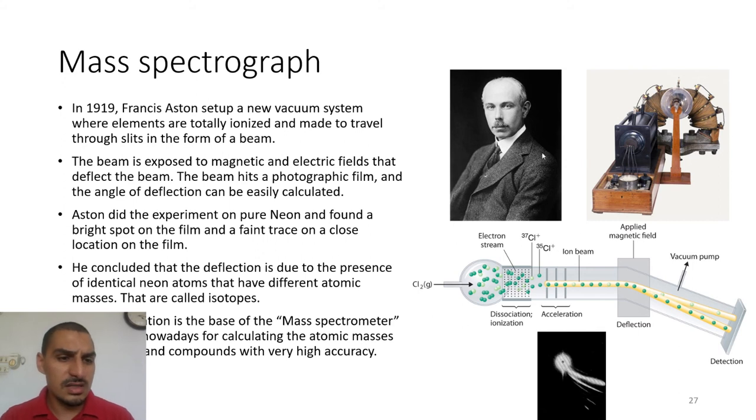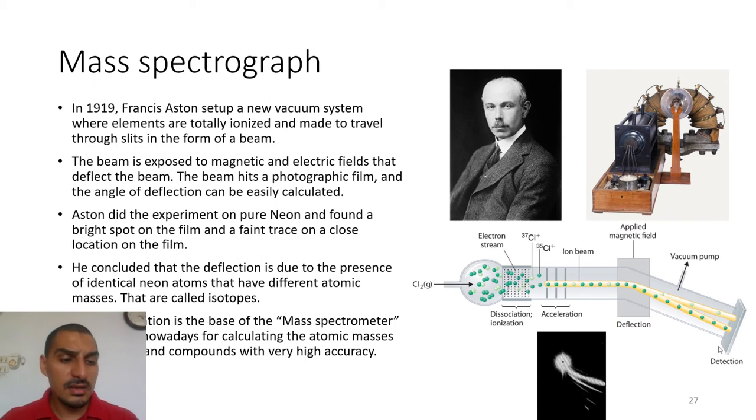And this is what you see here. This is the actual machine, the first mass spectrograph that he made. And you see this huge coil there, and this huge coil is an electromagnet, and he can adjust the magnetic field to change the angle of deflection of the ion beam. So he can do calculations similar to what we did before. He can calculate the magnetic field and the force that is caused by the magnetic field, and then do the calculations to get the mass of the atom. So it was very close in calculations to the previous ones that we mentioned before.